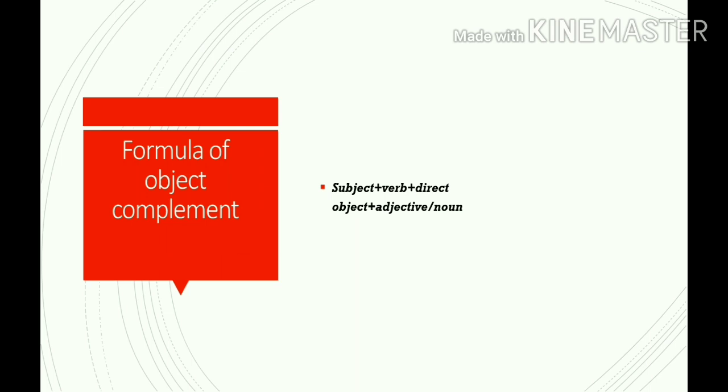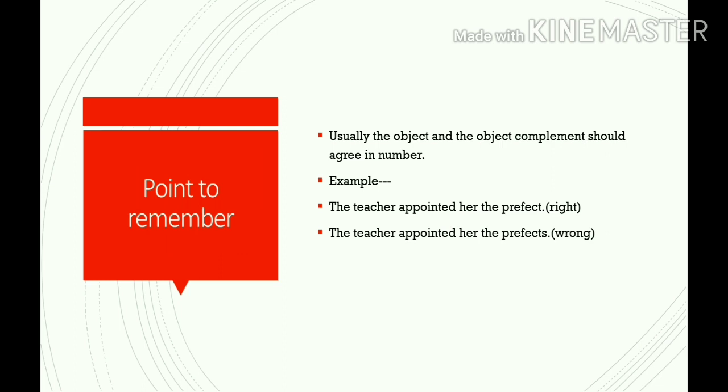Now what is the formula of object complement? The formula is subject, then verb, then direct object, and then adjective or noun. You have already understood this in the definition, that an object complement can be an adjective or a noun. Let's understand this with the next point. Usually the object and the object complement should agree in number.